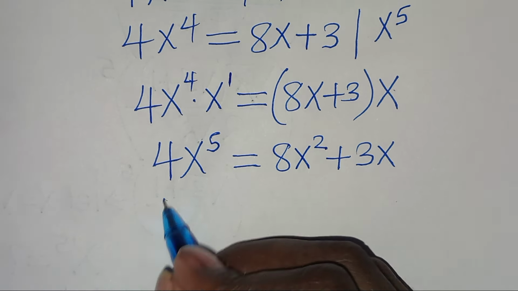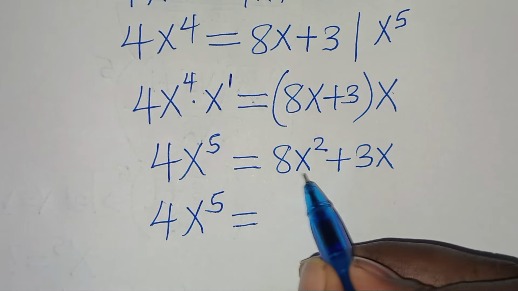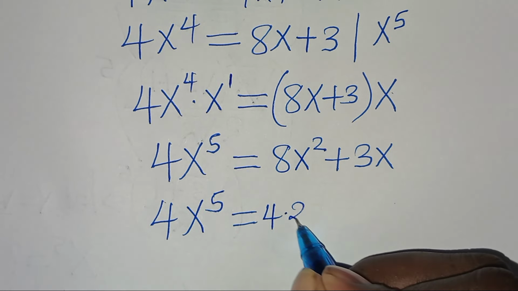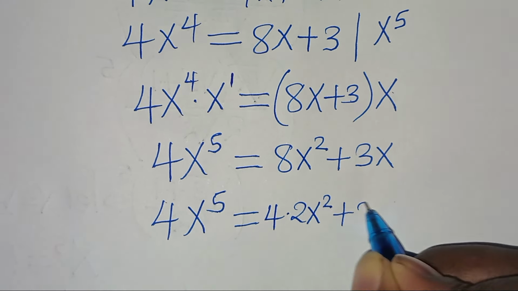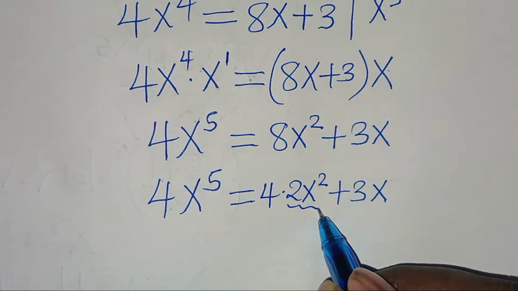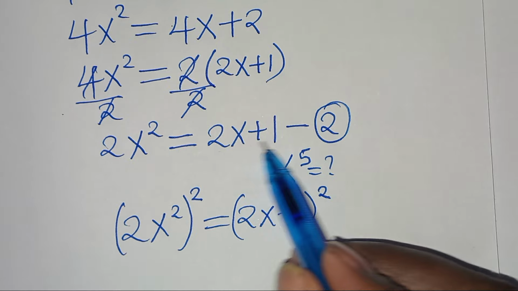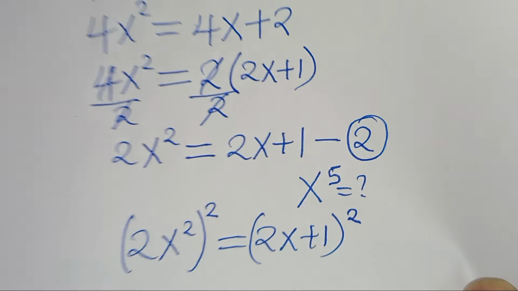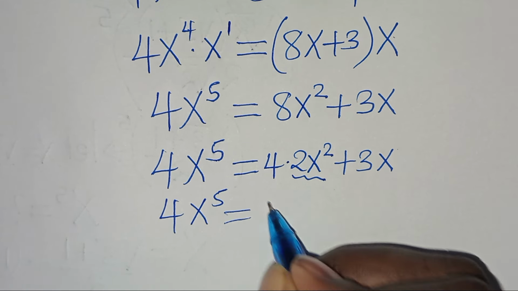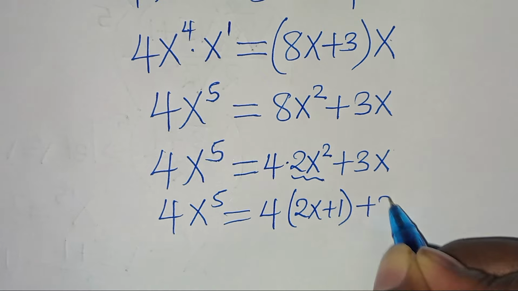The next step is that we have 4x to the power of 5. This is equal to, we can express 8x to the power of 2 as 4 multiplied by 2x squared, then plus 3x. Now, we have that 2x squared from equation 2. This is the same thing as 2x plus 1. So let's substitute this. So this is 4x to the power of 5. This is equal to 4 multiplied by 2x plus 1, then plus 3x.